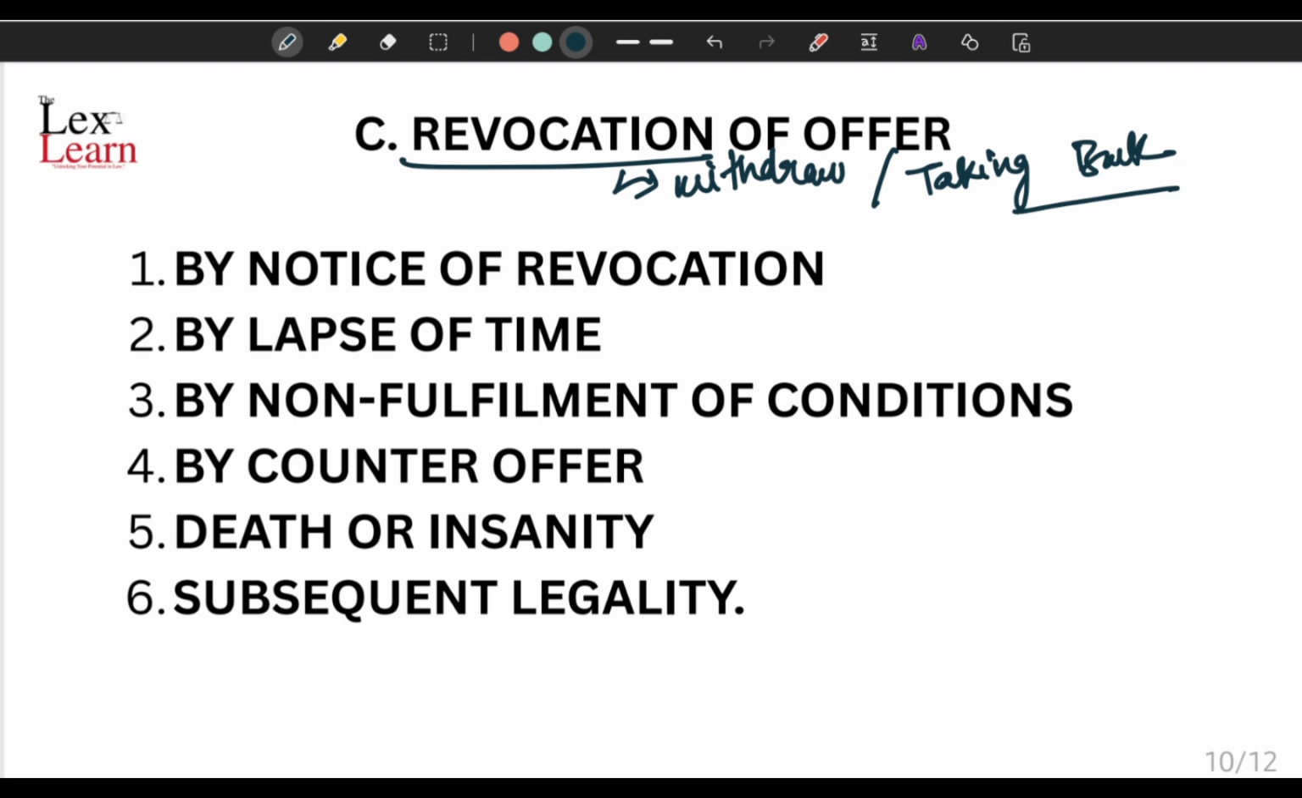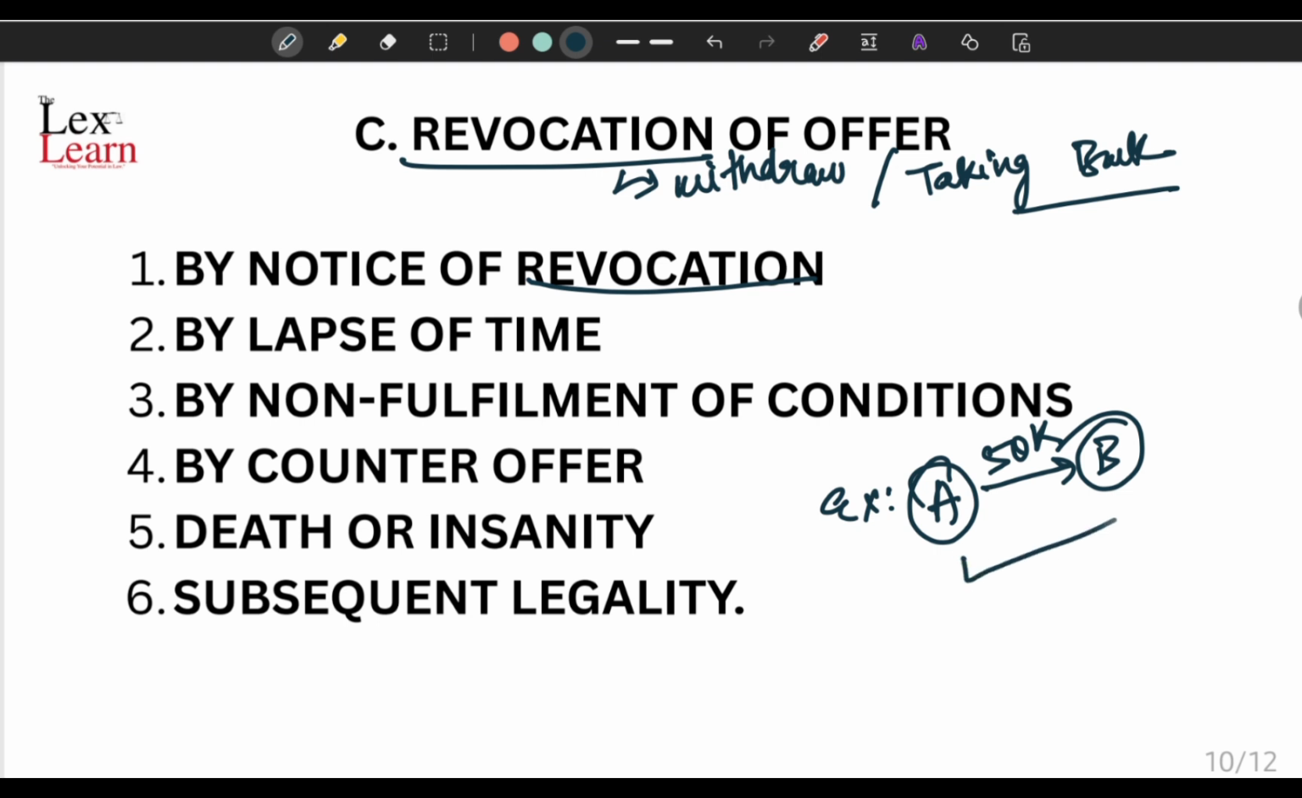So revocation of offer can be done in 6 types, and the first type is by notice of revocation. We have an example over here where A says to B that he wants to sell his bike for 50,000 rupees, and then A doesn't want to sell his bike anymore. He thinks maybe I could sell it for 1 lakh or maybe 2, and he sends a notice to B through mail, through a written agreement, or through a verbal mode of communication, that he rejects the offer, or I don't want to sell.